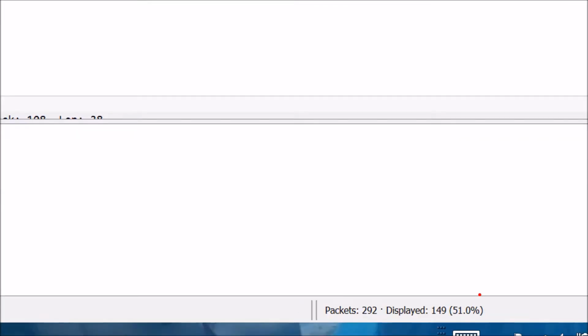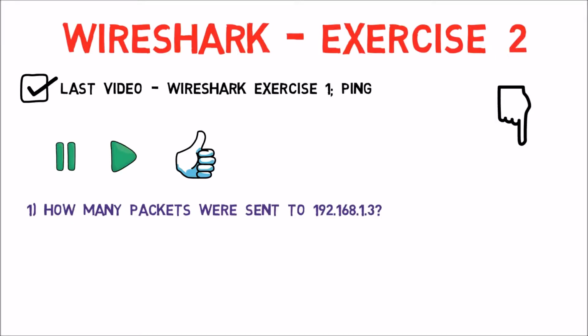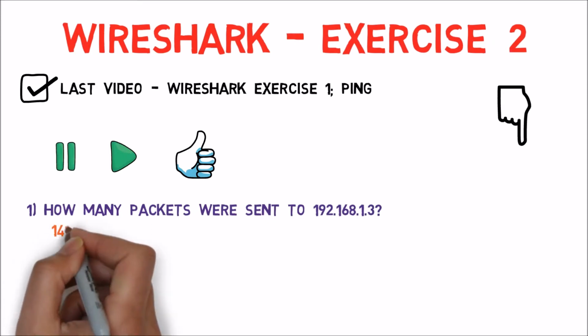And we can see a bunch of frames here, and if we look down below, we can see that out of 292 packets overall in the sniff file, 149 are displayed, and this is the number we were looking for: 149 packets that have been sent to this specific address. So we found 149 packets.